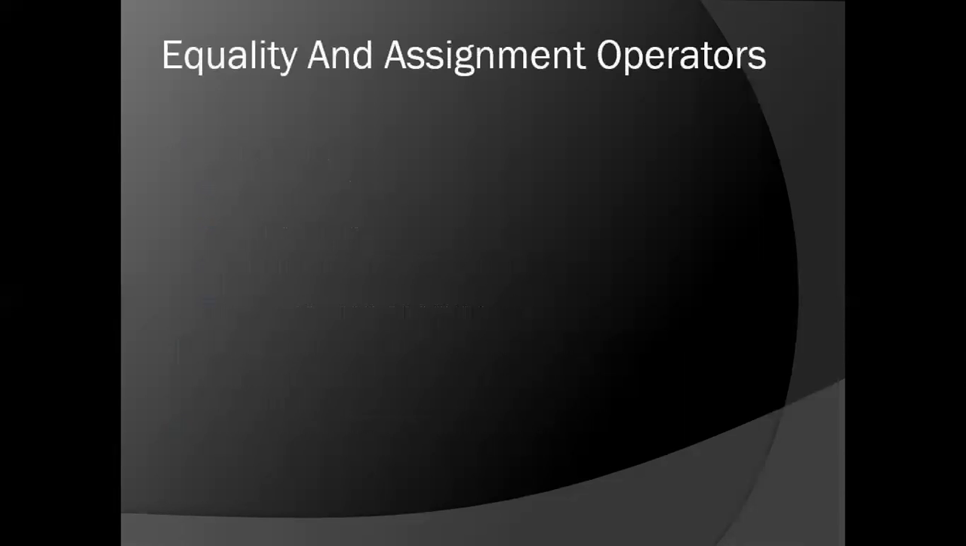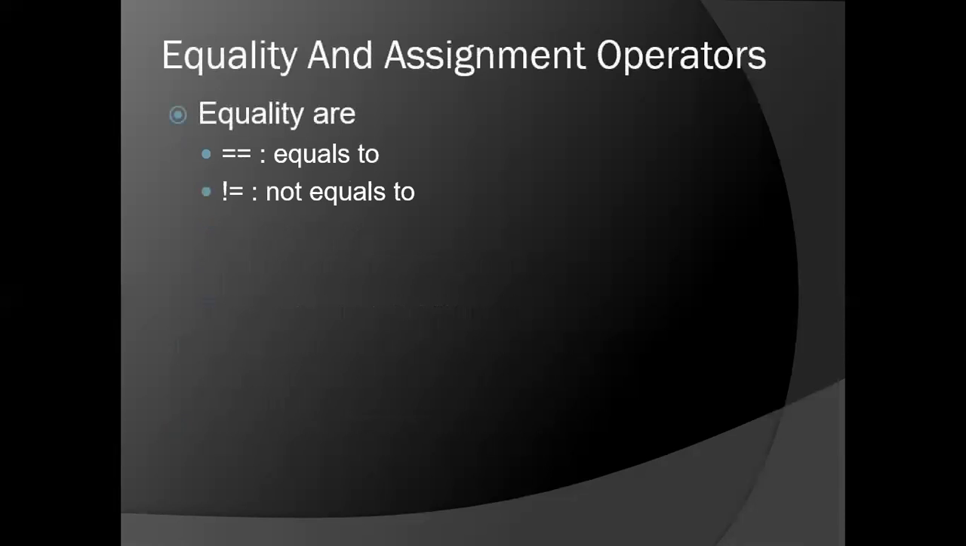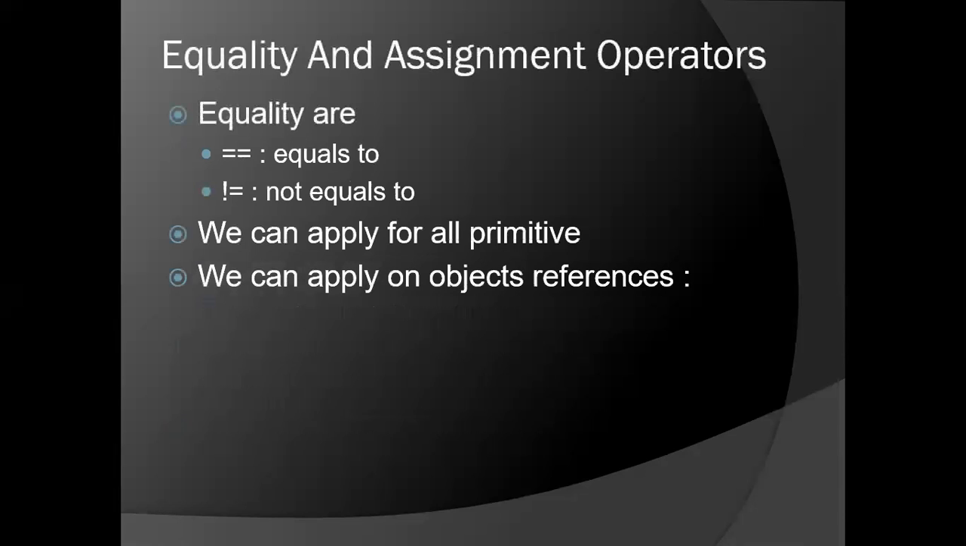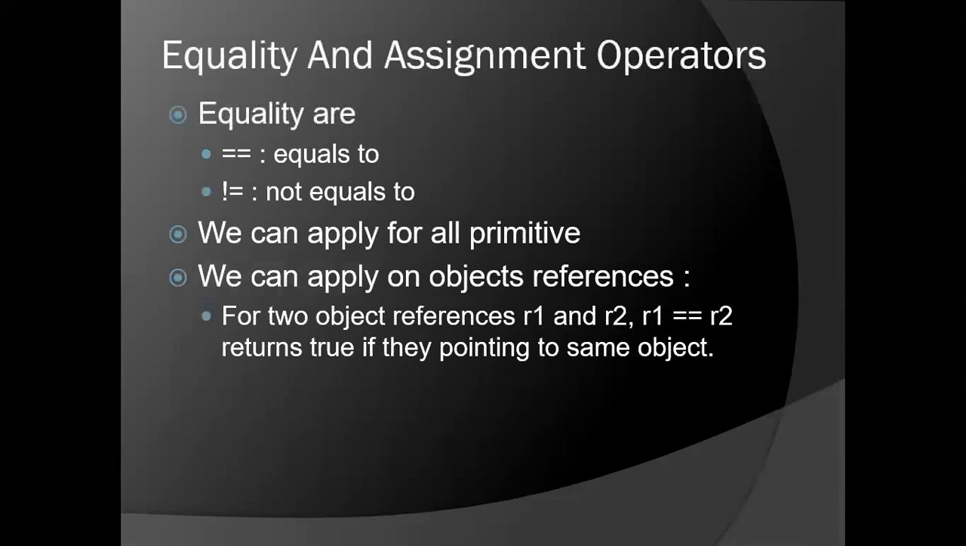Equality and assignment. Equality means checking whether they are equal or not equal. Double equals to means equality, and exclamation mark and equals to is not equals to. We can apply these on every primitive type. We can also apply them on object references, like we did for string, first for S1 and S2, for reference check. When it comes to objects, it is a reference check. When it comes to primitive types, it's a data check.